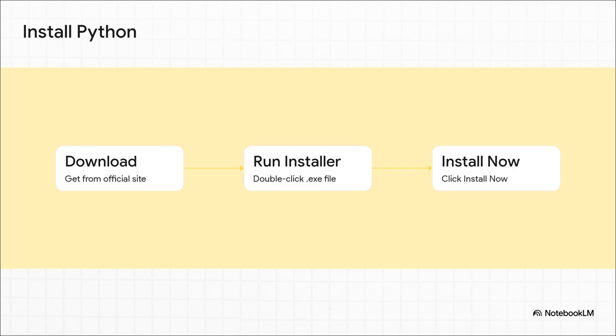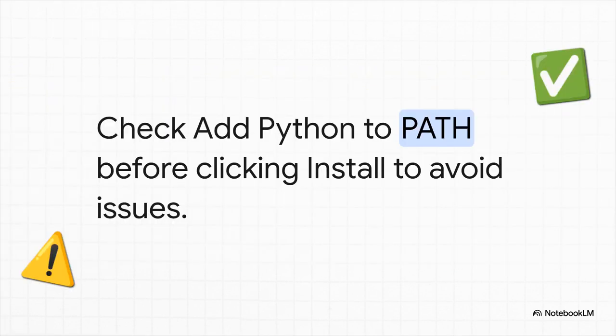Step 1, you just hit that big yellow download button on their website. Step 2, double-click the executable file you just downloaded. And step 3 is to click Install Now. But wait, hold on. Before you rush to hit that install button, we need to pause for a second. Okay, this is literally the most critical step of the whole process. A real VIP pro tip right here.